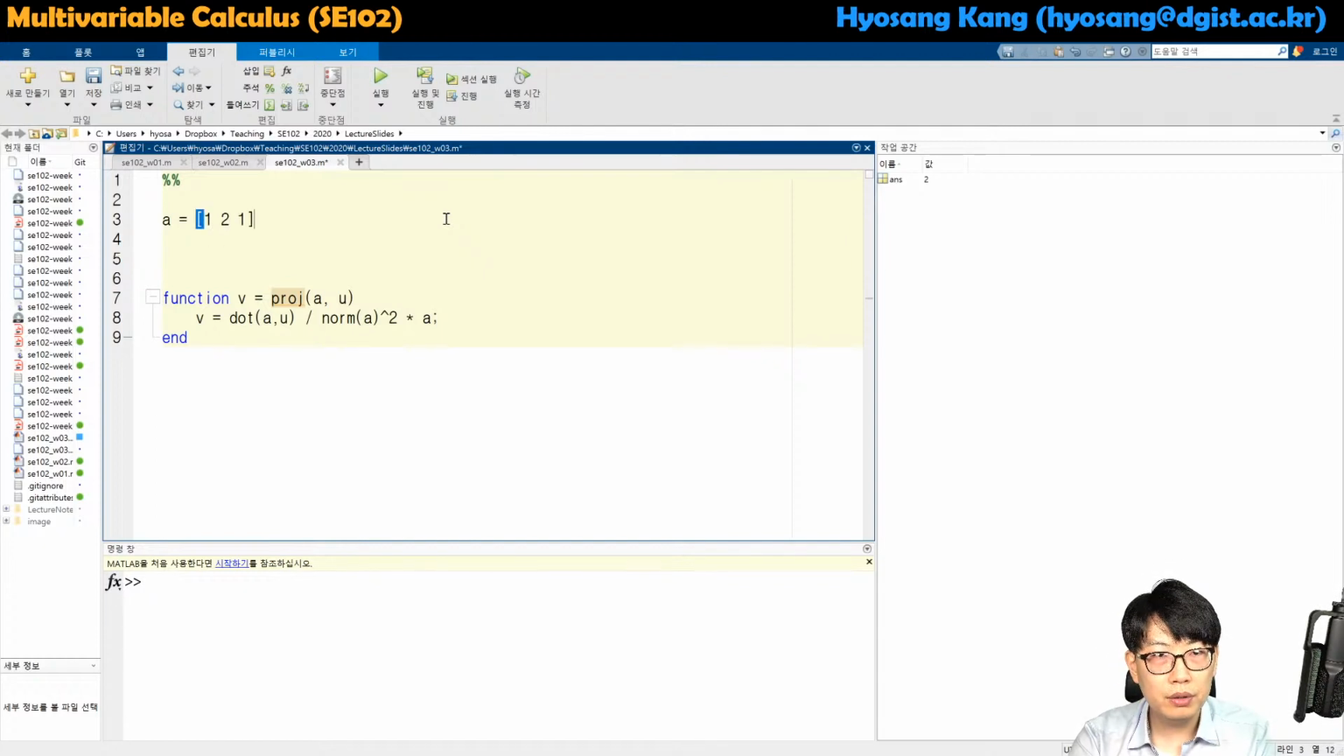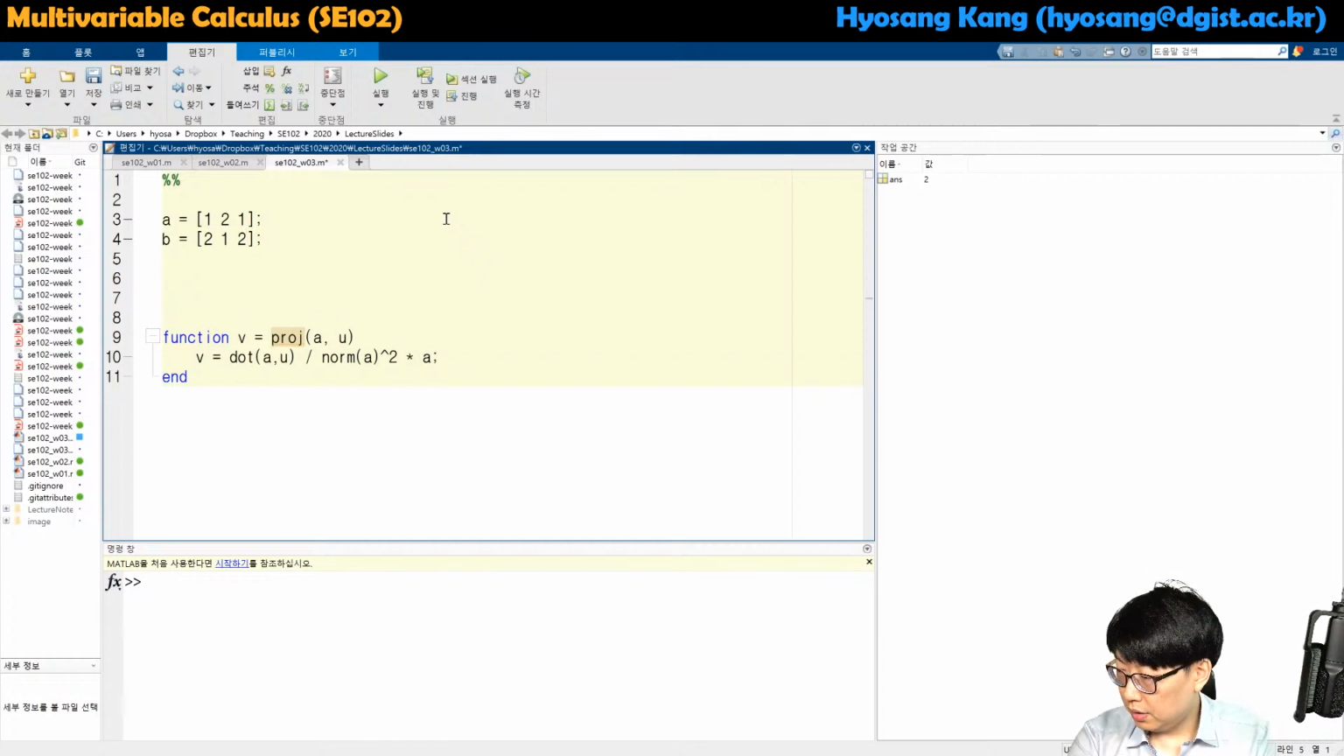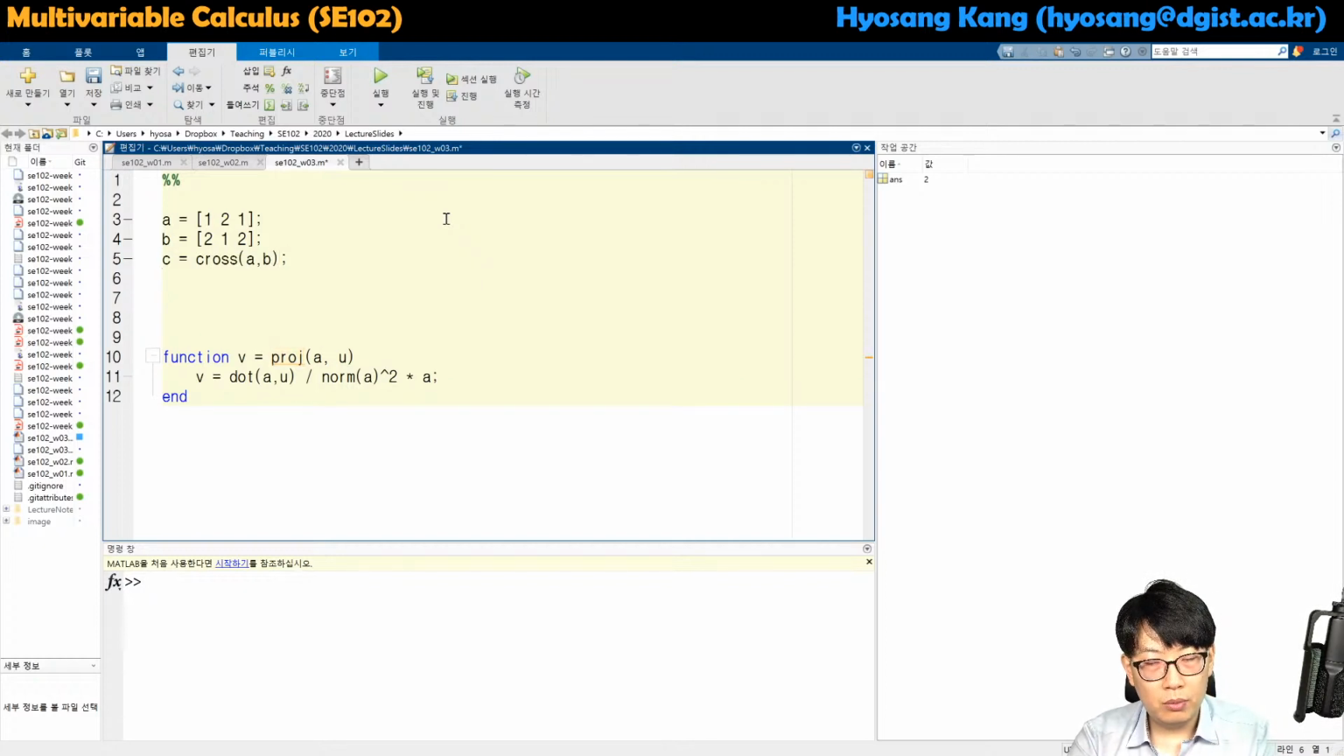vectors. a is 1, 2, 1, and b is 2, 1, 2. And let's define C again. So C is a cross of AB. Even though there is no assumption, AB are not linearly dependent, so they are pointing to different directions. So we can do the cross product to get a non-zero vector, and U is also defined 0, 1, minus 1.